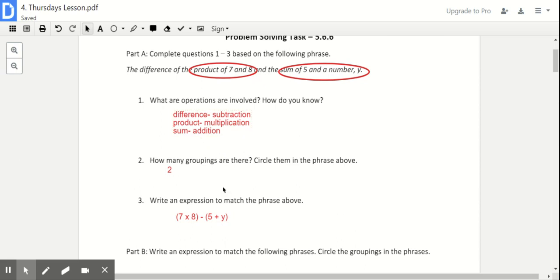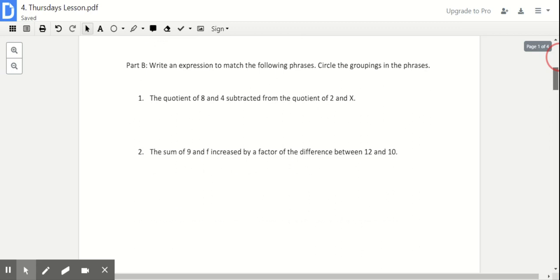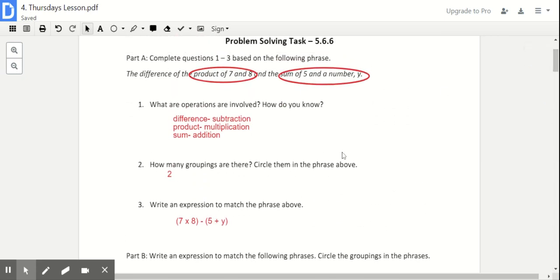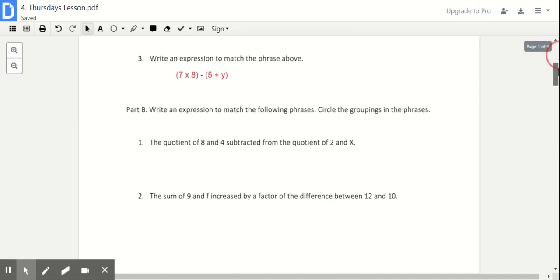All right. So now that we got into writing the phrase for the first one, you guys are going to be getting into part B. So you're going to write an expression to match the following phrases, circling the groupings in the phrases. So just as we did part A, how we went through all the steps, we made sure to identify what operations were being used. I circled the groups, and then I made sure that order mattered based off of the original piece of the phrase that I need to complete. So go ahead and try this out. Make sure you're writing the complete expressions with the information given. So go ahead and pause the video and get started.